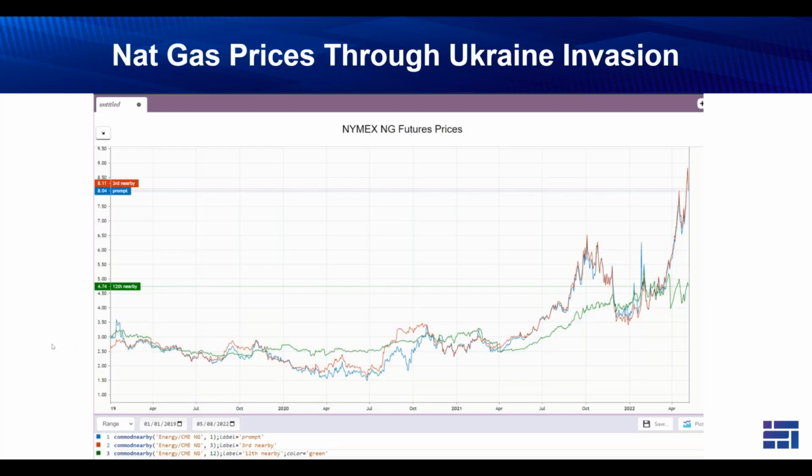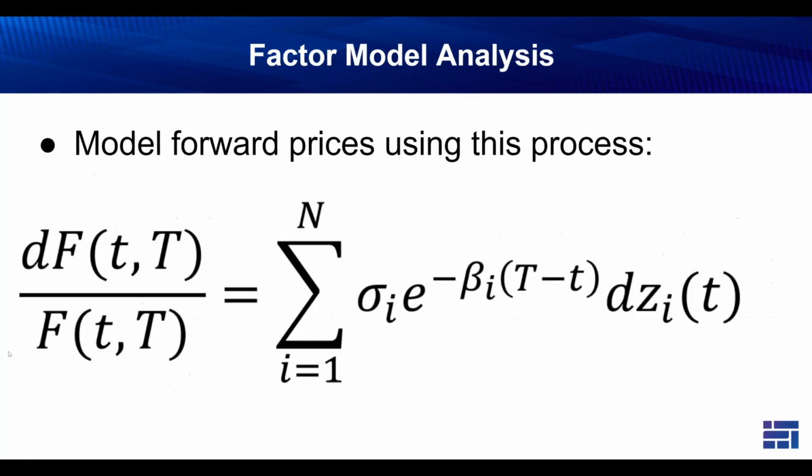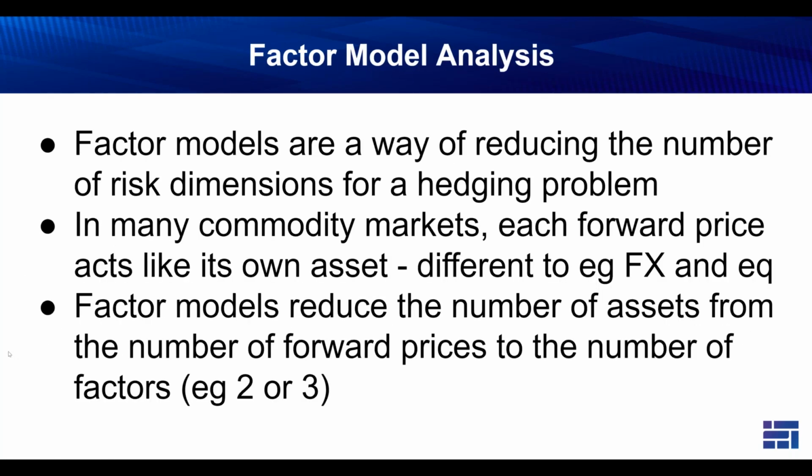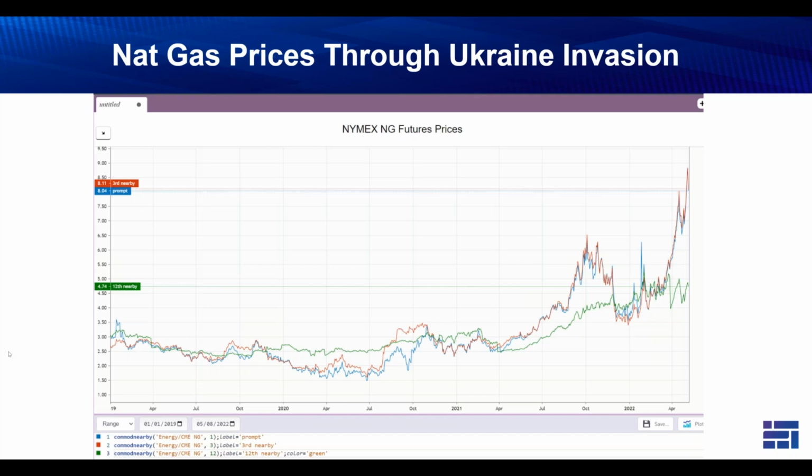So to give a bit of context, here's a chart of NYMEX nat gas futures prices since the start of 2019, so beginning of 2019 out to last week. This shows 3 time series corresponding to 3 different points on the natural gas forward curve, right? So the forward curve means, a forward price means the price for buying or selling natural gas on some future date. The forward curve is the set of all those prices for a bunch of different dates.